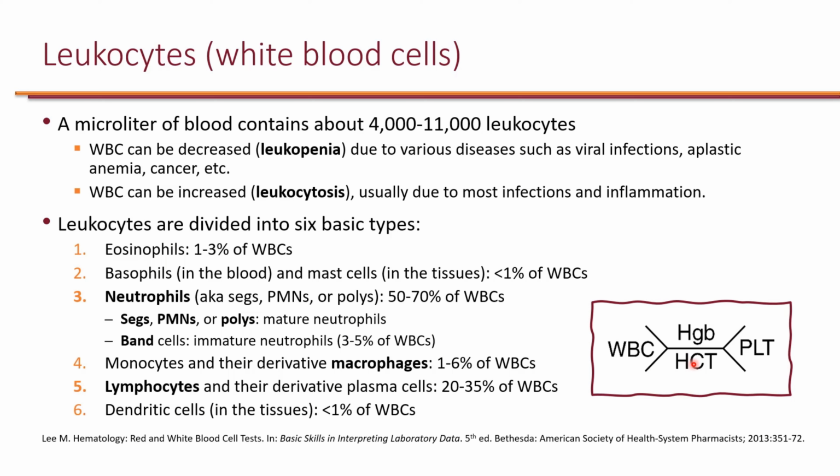Now, hemoglobin and hematocrit are more straightforward. So the numbers are not too large. They're not in the thousands. So when somebody writes here hemoglobin is 14, they actually mean 14. And hematocrit is in percentage, so that one is easy.